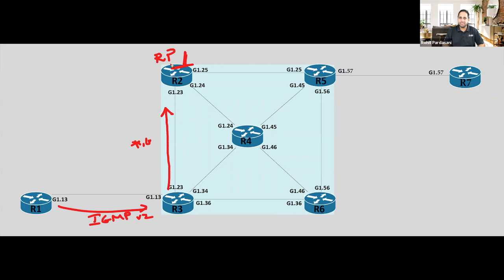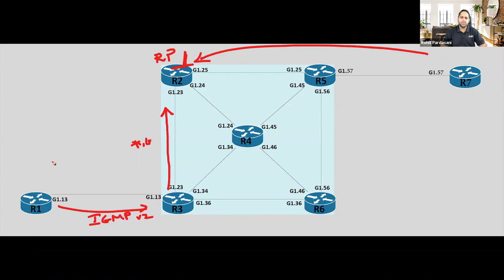So since R3 knows who the rendezvous point is, he sends the star comma G directed towards the rendezvous point. The rendezvous point will have all the servers registered to himself. So whichever servers are there, they basically register with the rendezvous point. Now, as soon as the star comma G comes to the rendezvous point, the rendezvous point is going to tell R1 that, hey, he is the server, because R2, who's the rendezvous point, knows who the server is, because all the servers are registered with the rendezvous point. So R3, the gateway, sends the star comma G towards the rendezvous point, asking who is the server for this multicast group address? The rendezvous point responds back saying, hey, the server is R7.